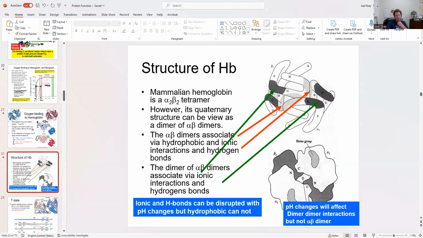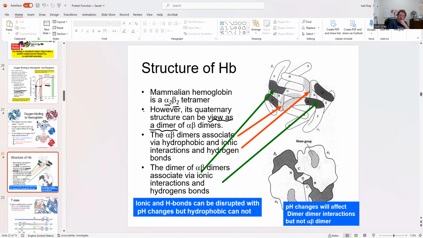So when we look at the structure of hemoglobin, because that's critical for understanding its ability to bind oxygen, I mentioned the other day that sometimes it is viewed as a dimer of dimers. So mammalian hemoglobin is an alpha-2 beta-2 tetramer. That means it's got 2 alpha subunits, 2 beta subunits. So its quaternary structure is a dimer of dimers. There's an alpha beta dimer and another alpha beta dimer making up that tetramer.